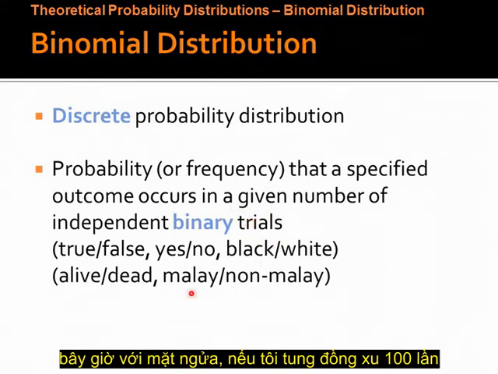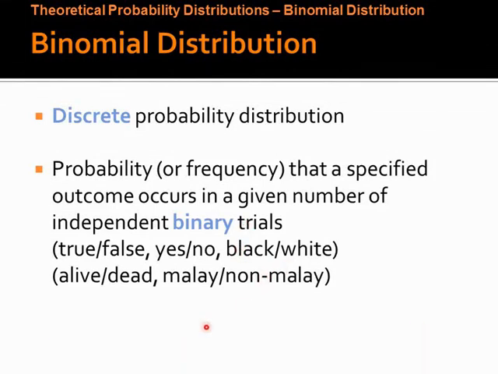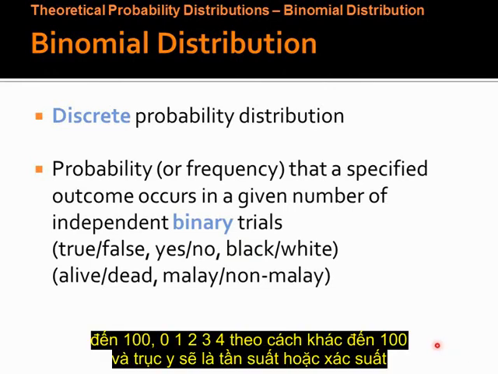Let's just focus on the heads outcome. Now the heads outcome, probability, if I flip a coin 100 times, right? It's a fair coin, chances are I get 50. So how would I plot that in the distribution? It would be the x-axis from 0 to 100. 0, 1, 2, 3, 4, all the way to 100. And the y-axis would be frequency or probability.